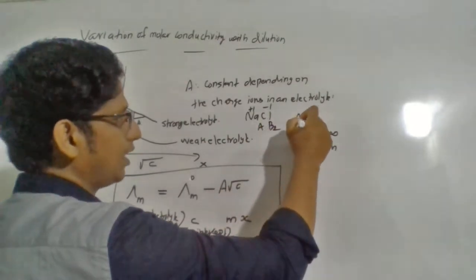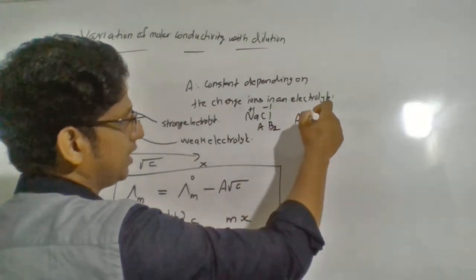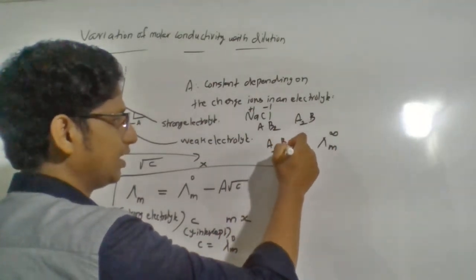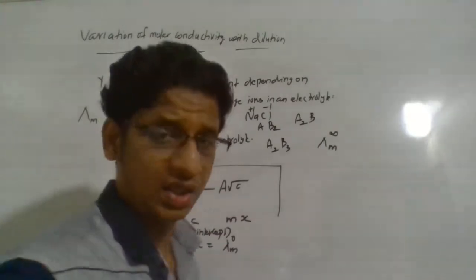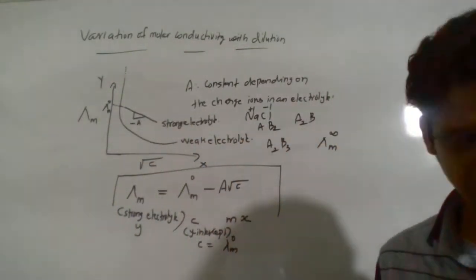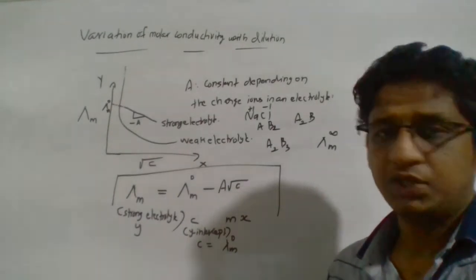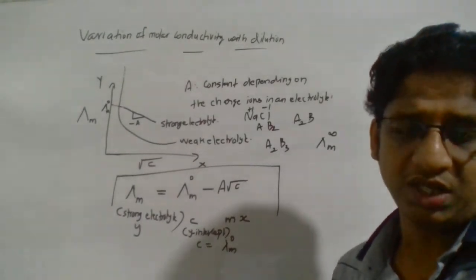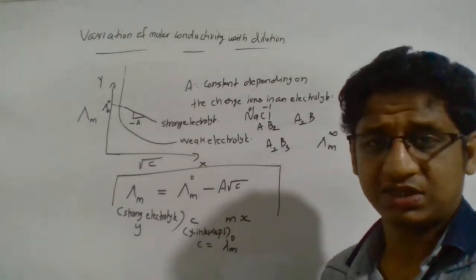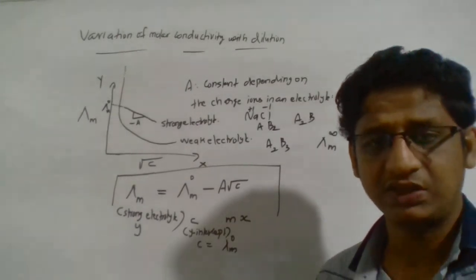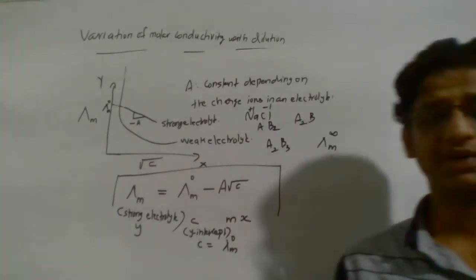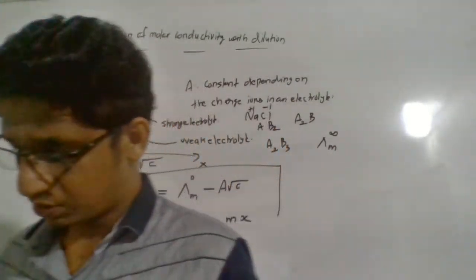For an A2B, it will be similar, like that. For an A2B3, it will be different. So it depends on the nature of the electrolyte and the charge of the ion. The A value varies. So you can remember A is a constant that depends on the charge of the ions in the electrolyte, and also the nature of the electrolyte. So the A value is generally given, and it is constant for a strong electrolyte.